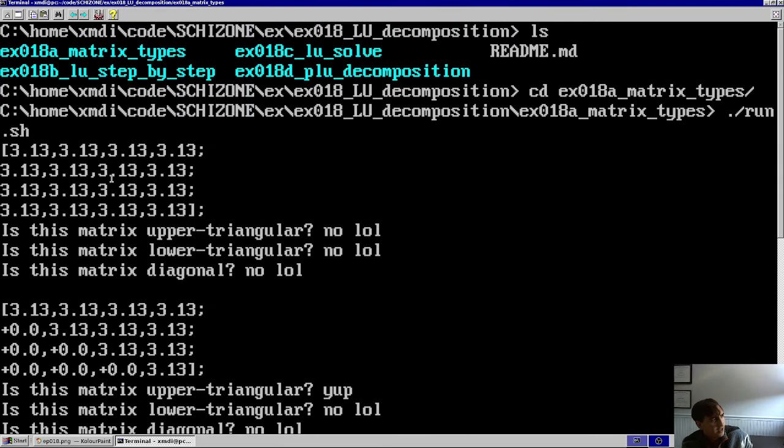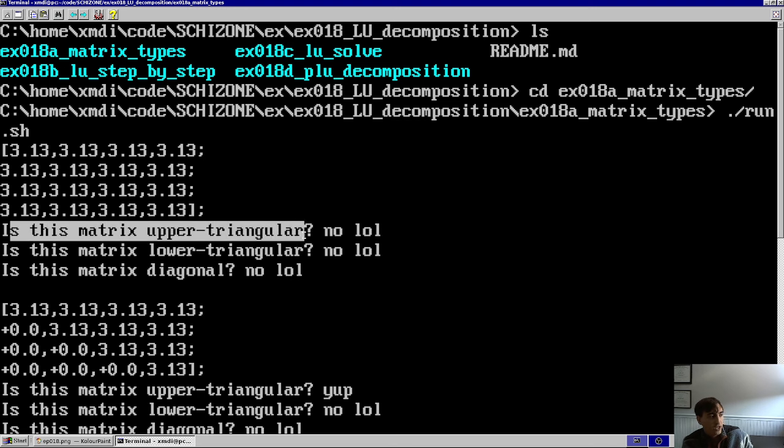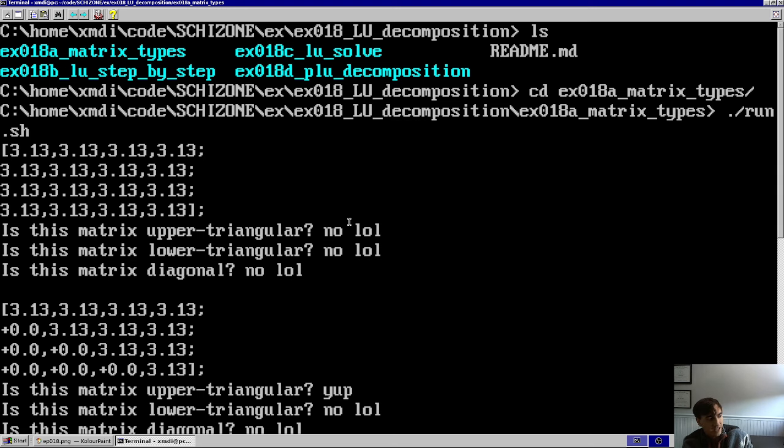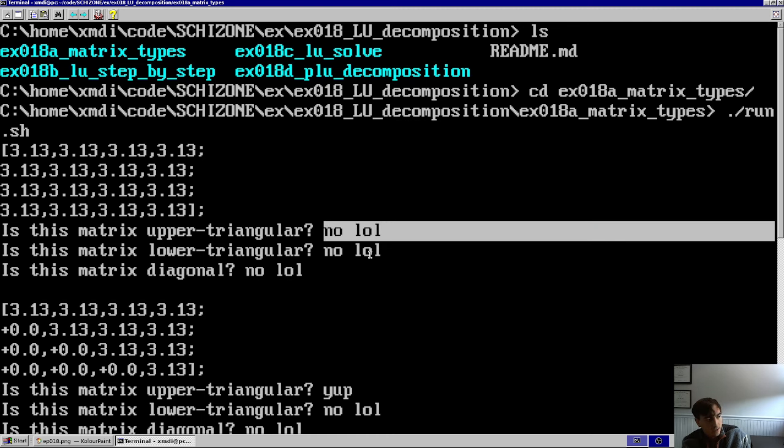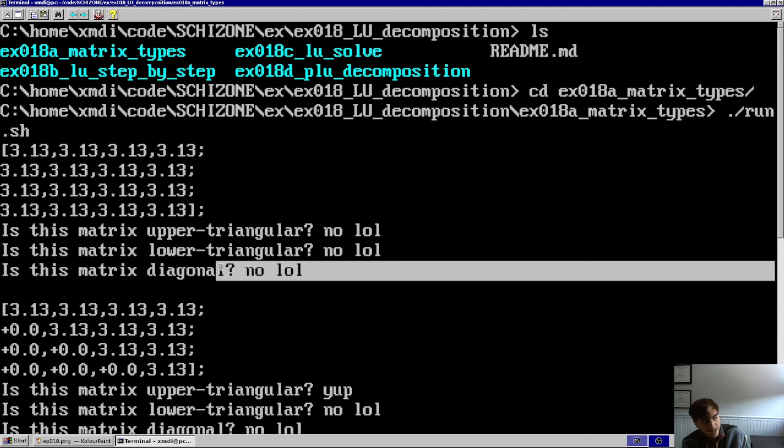So what's this printing out? It's got this pi matrix, so everything in here is pi, 3.13, a 4x4 matrix, and we're basically checking: is this matrix upper triangular, lower triangular, or diagonal? Somehow it's checking, and it's saying, nope, not upper, nope, not lower, and no diagonal.